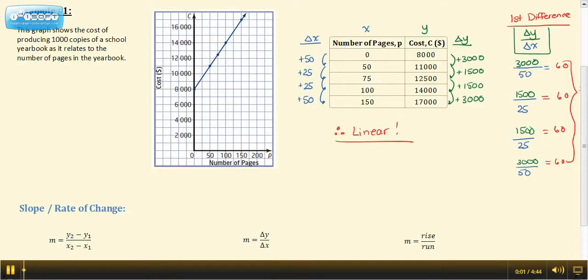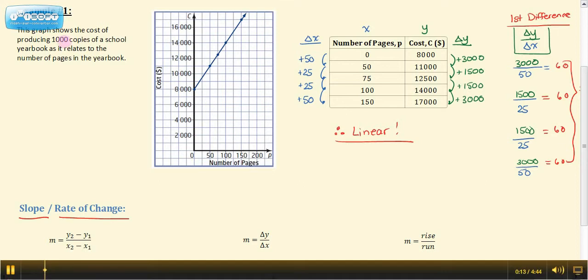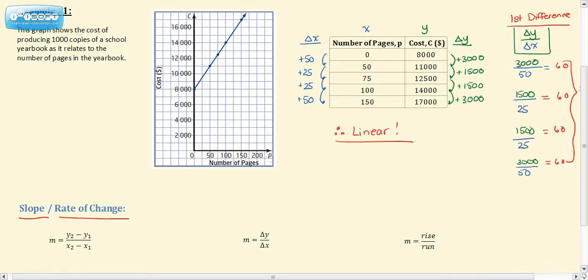We're going to continue our review of linear relationships by looking at the slope, also known as the rate of change. We're going to use the same example as in my previous video, which talked about the cost of producing 1,000 copies of a school yearbook as it relates to the number of pages in the yearbook. So, when we look at the slope, there are three different equations.